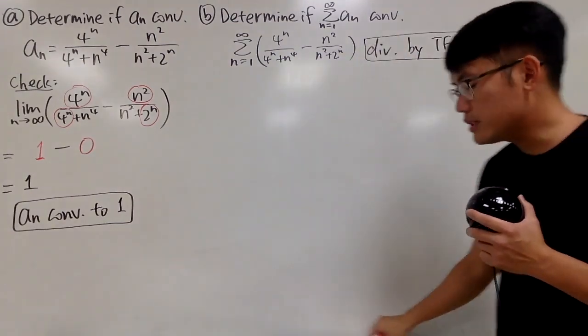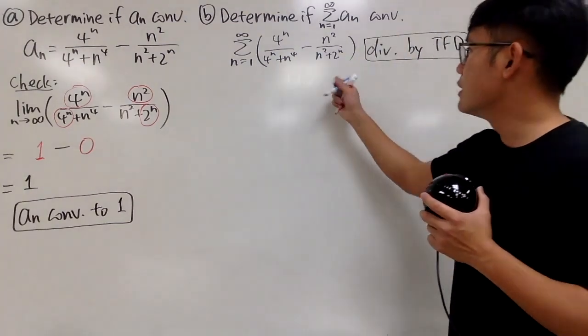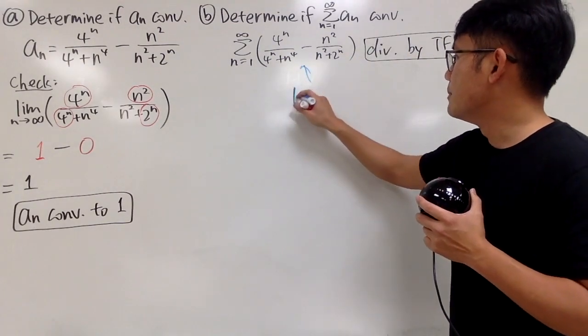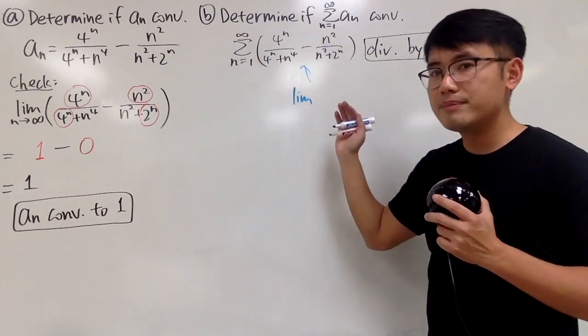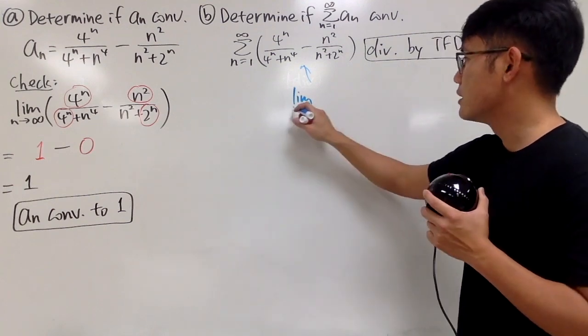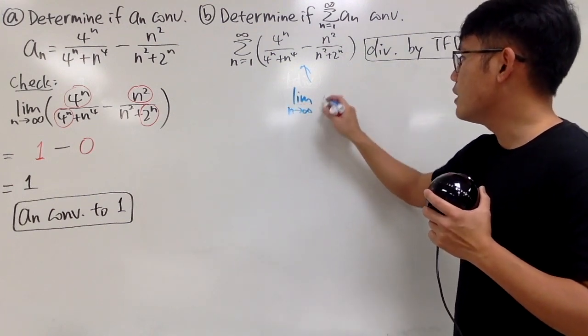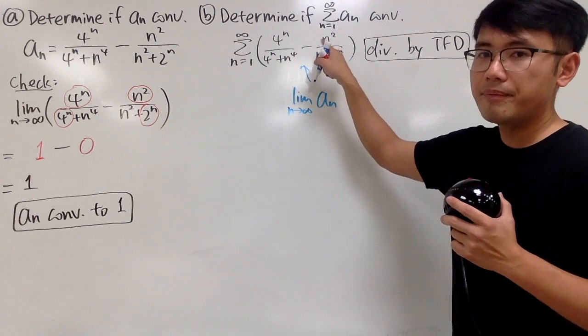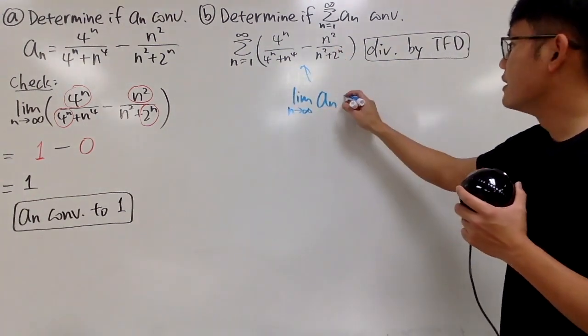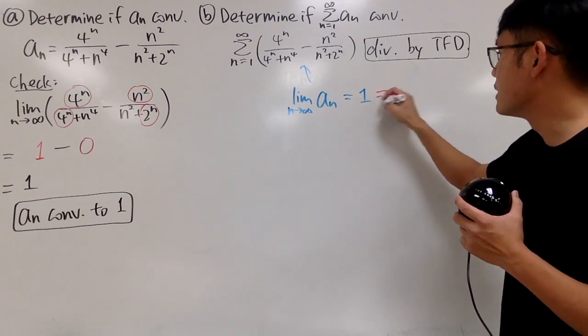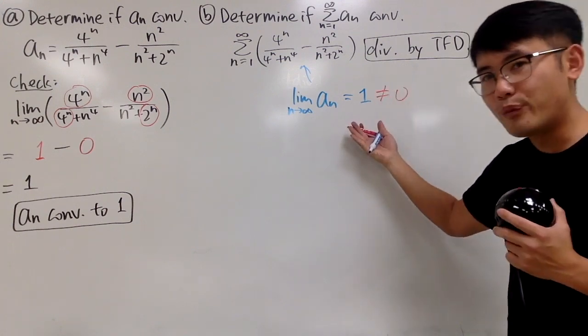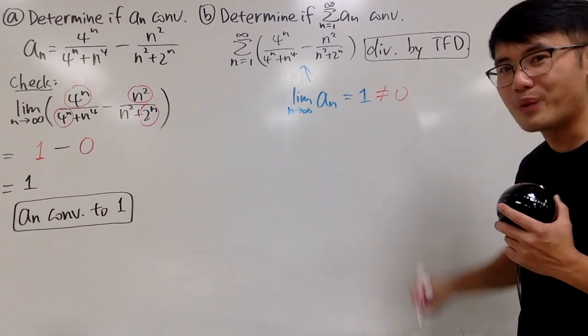And if you want to give a reason, you can say this right here, the limit. And notice that this is just the limit of the an, as n goes to infinity of an, which is this guy. This part is from the first part. That's what we got. The limit was equal to 1. And this is good because this is not equal to 0. Therefore, we can draw a conclusion right away.